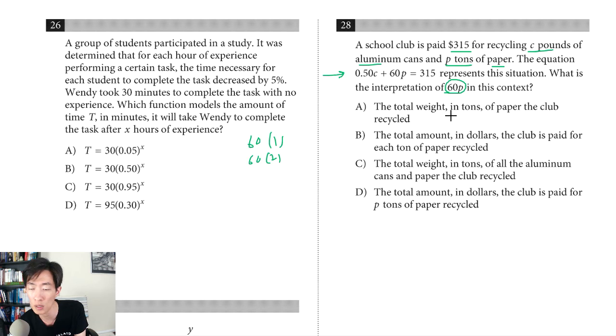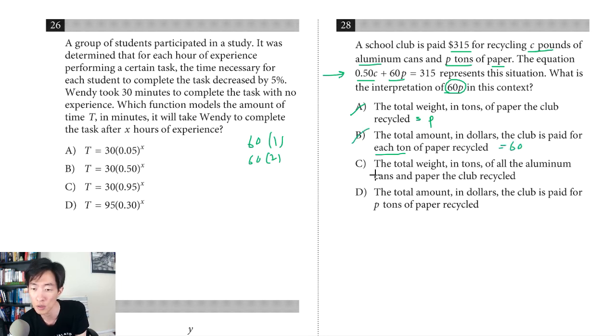A, the total weight in tons of paper the club has recycled. Well, we said that the whole equation is about price. So this is a price value, this is a price value. The total weight in tons that they recycle is actually P itself, not 60p, so A is out. Choice B, the total amount in dollars the club is paid for each ton of paper recycled. This is close, but what makes it wrong is that they say each ton. If you're dividing it into each ton, it's going to be 60 itself, because that's what we showed right over here.